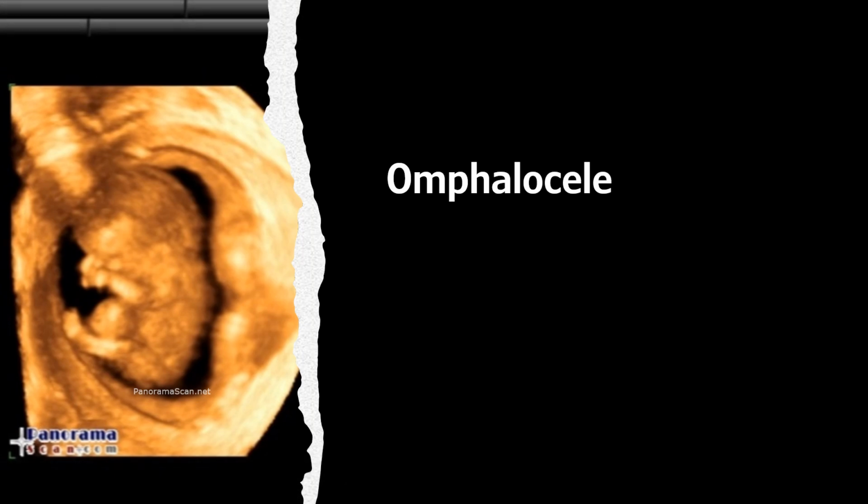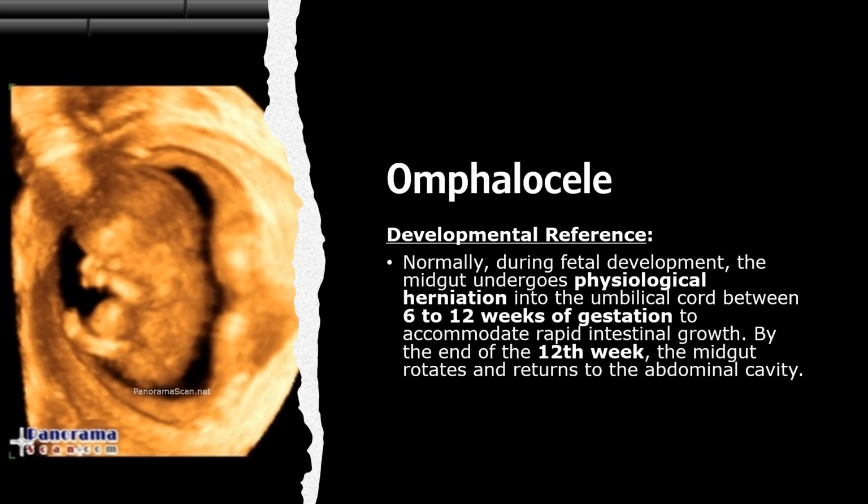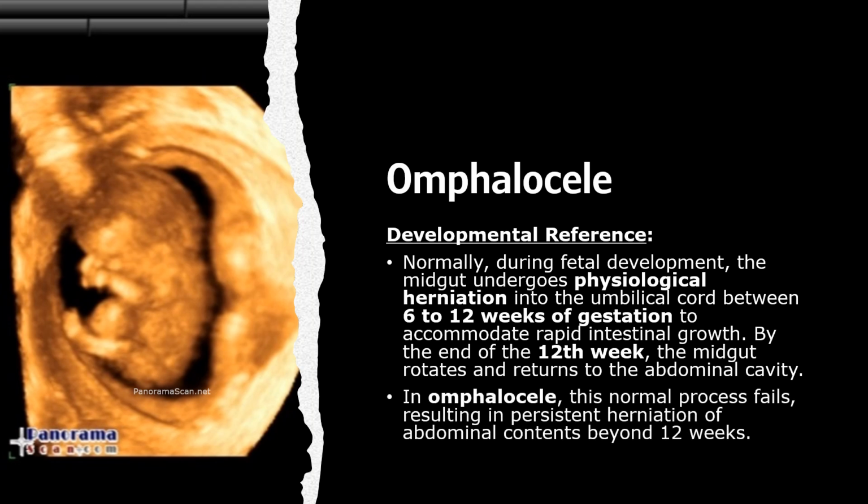To understand omphalocele, let's briefly review its developmental context. During normal fetal development, the gut temporarily herniates into the umbilical cord between 6 to 12 weeks of gestation. This occurs to accommodate the rapid growth of the intestines. By the end of the 12th week, the gut undergoes a process of rotation and returns to the abdominal cavity, completing the normal developmental sequence.